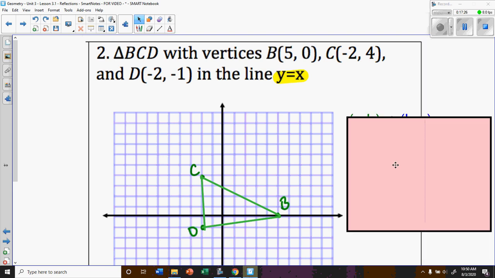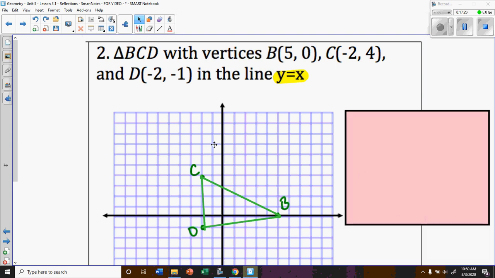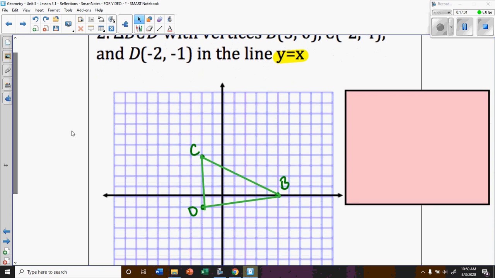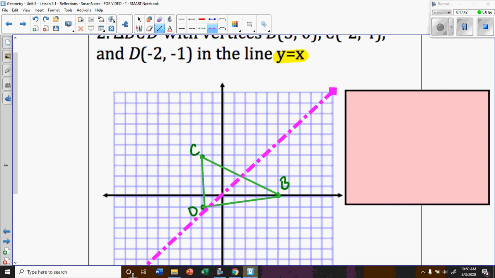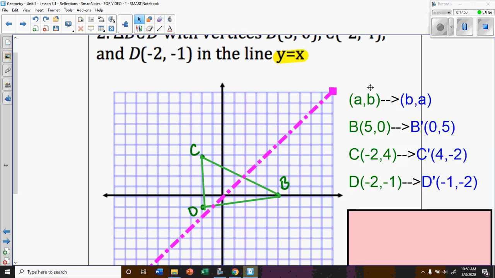And now, since we're reflecting over y equals x, that's going to be our line. I'll make sure that this is correct. All right. So now we're going to go to blue because we're going to do our image. So basically, because this is y equals x, the numbers are going to stay the same, but they're going to flip. They're going to switch their order. So now, based on that new image, I'm going to plot the points.